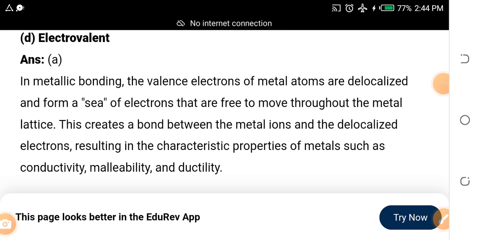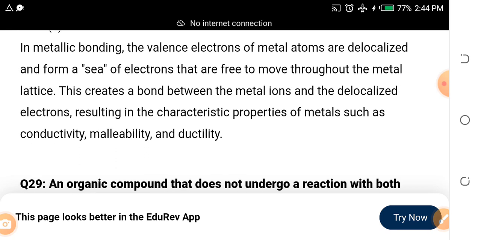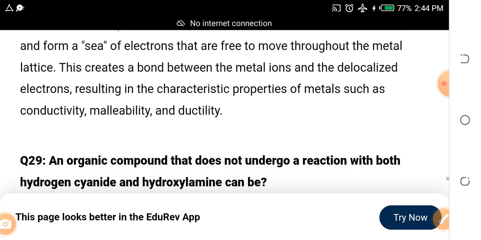Question number 20. In metallic bonding, the valence electrons of metal atoms are delocalized and form a sea of electrons that are free to move throughout the metal lattice. This creates a bond between the metal ions and the delocalized electrons, resulting in the characteristic properties of metals, such as conductivity, malleability, and ductility. Assignment number 1: write conductivity down, write malleability down, write ductility down. These are properties of metals, and I want you to define all of them for me.